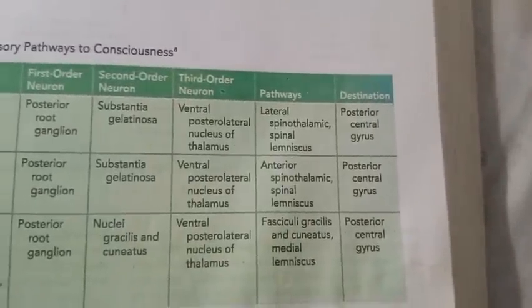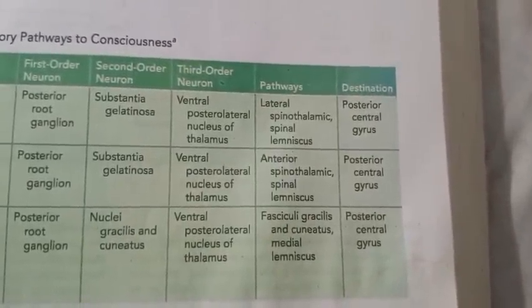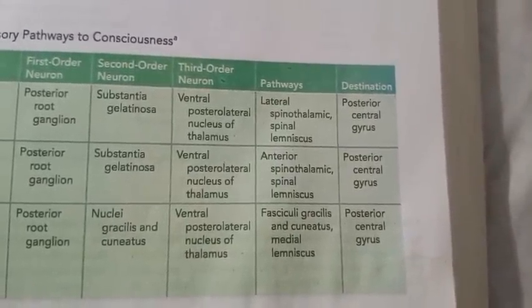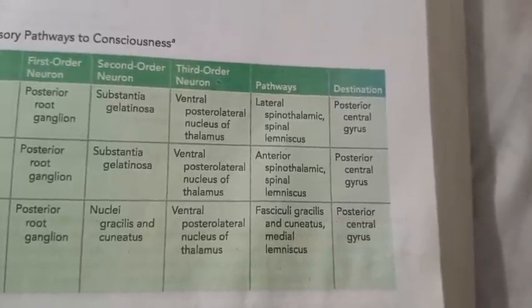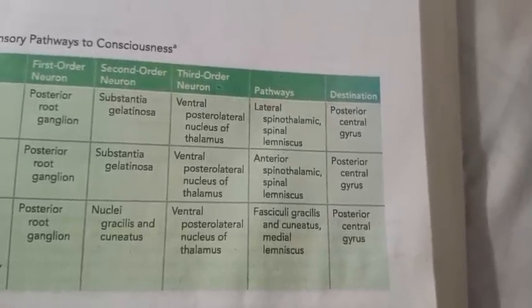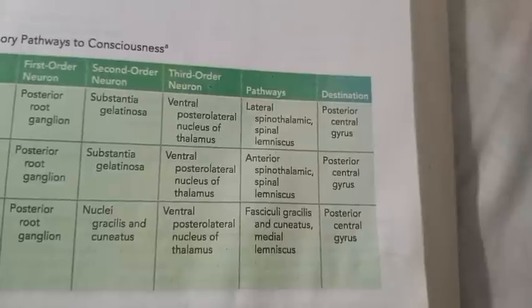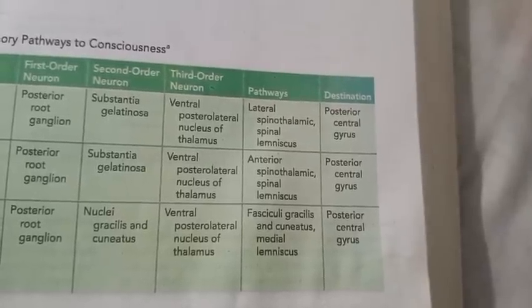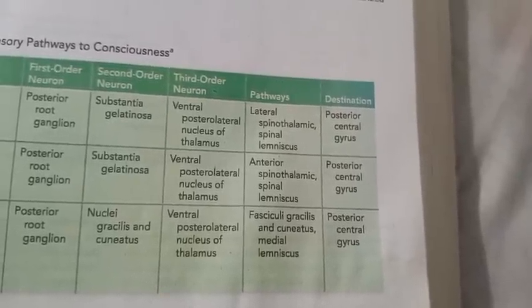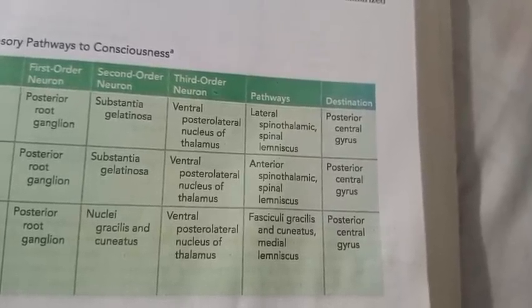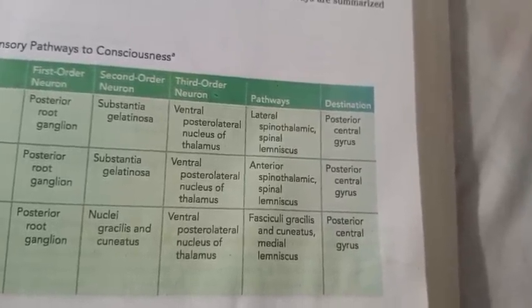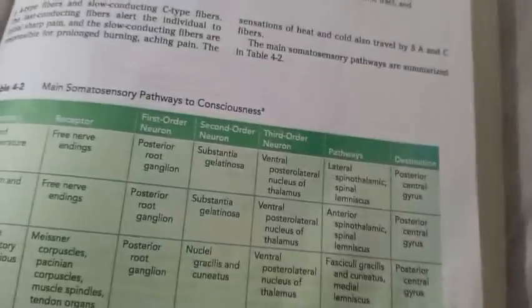When we talk about their pathways, the first one has the pathway of the lateral spinothalamic tract and spinal lemniscus. The second one has the anterior spinothalamic tract and spinal lemniscus, and the third one has the fasciculus gracilis and cuneatus and medial lemniscus. Destinations are also different: the postcentral gyrus, and the last one also has the postcentral gyrus.